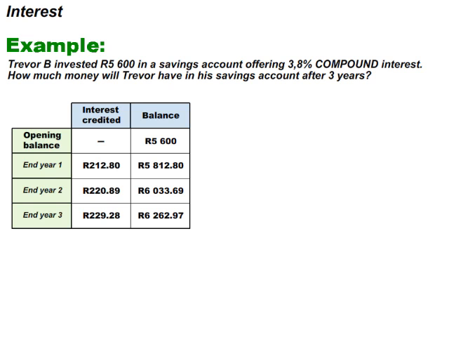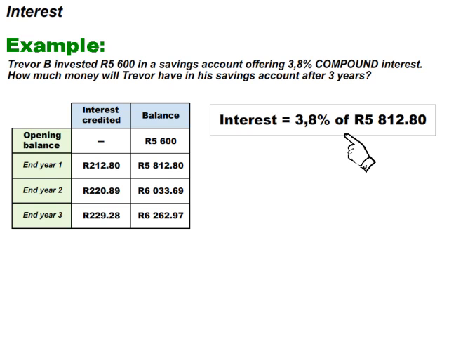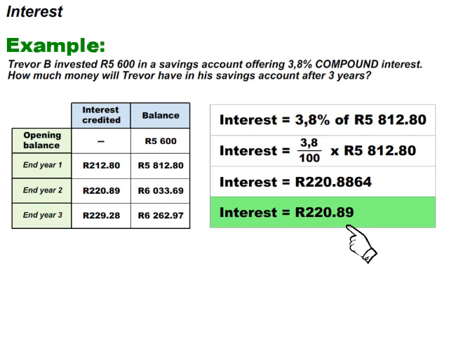Now, let us calculate the interest earned after the second year. We work out 3.8% of 5,812 Rand and 80 cents. 3.8% of 5,812 Rand and 80 cents is 220 Rand and 89 cents. So, the interest earned after the second year is 220 Rand and 89 cents. Adding the interest earned in the second year with the balance at the end of the first year, we should have 6,033 Rand and 69 cents.